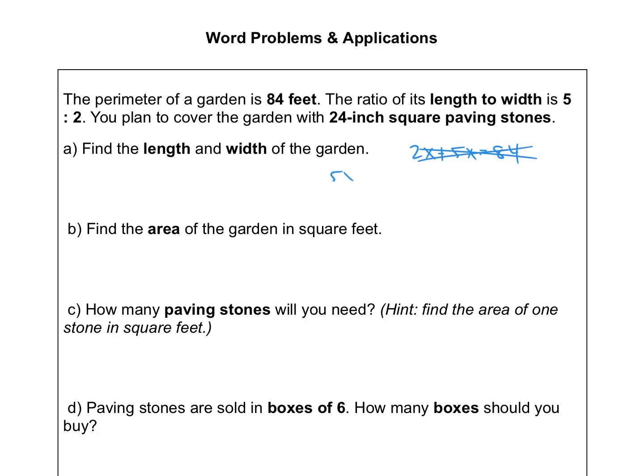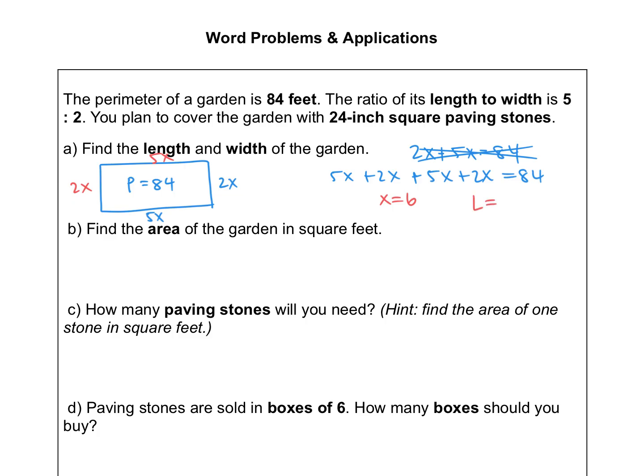Okay, so we get 5x, add 2x, add 5x, add 2x equals 84. Because of course we're remembering that this is a 5x, and this is a 2x. Does that make sense? Okay, I'm just going to tell you end up with x equals 6. If we plug that back in, what do we get for the length? 30 what? Feet. And what do we get for the width? 12 feet.